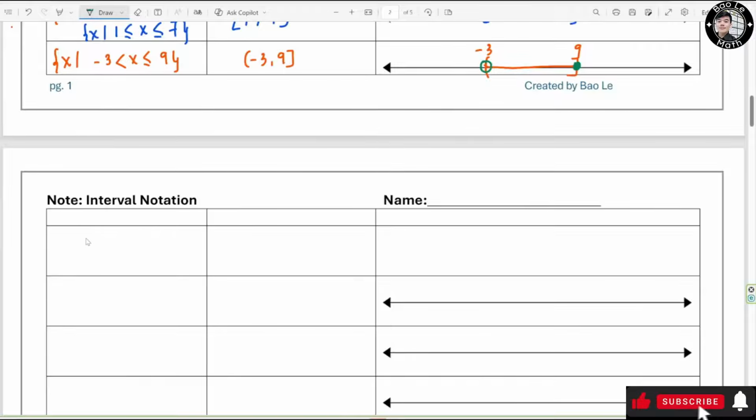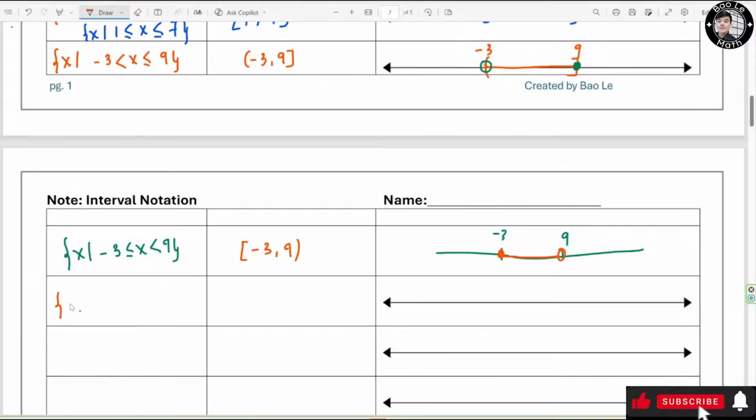Now suppose you have a real number x such that negative 3 less than or equal to x less than 9, right? So you just draw the number line right here, place negative 3 and 9 right here. Right at negative 3 it should be closed circle, right? Right at 9 should be open circle, right? And the interval should be from negative 3 to 9, right? So you have the bracket negative 3, 9.